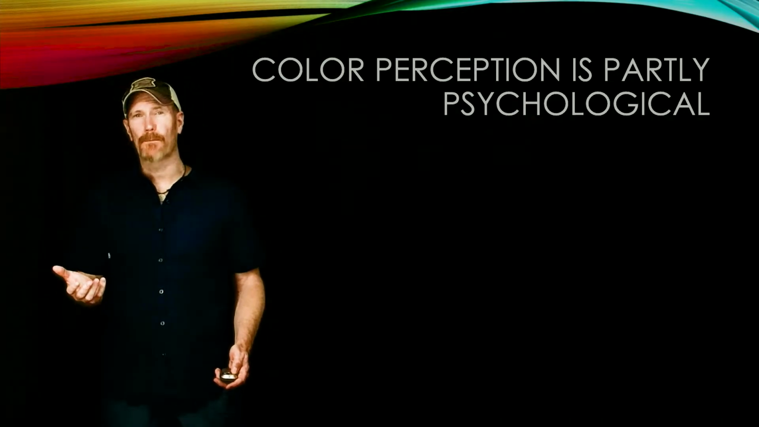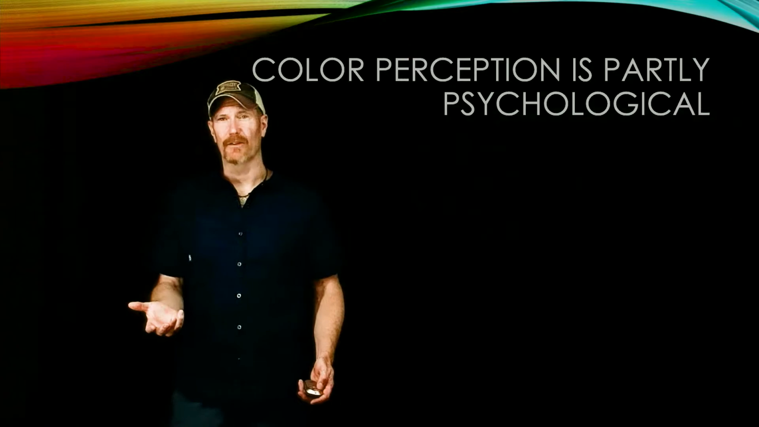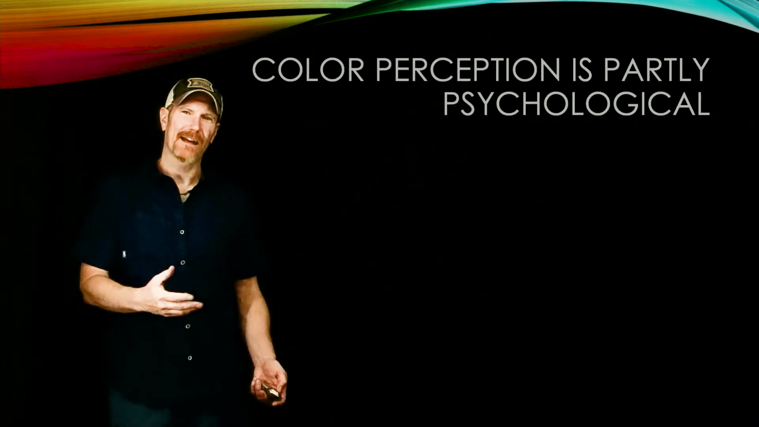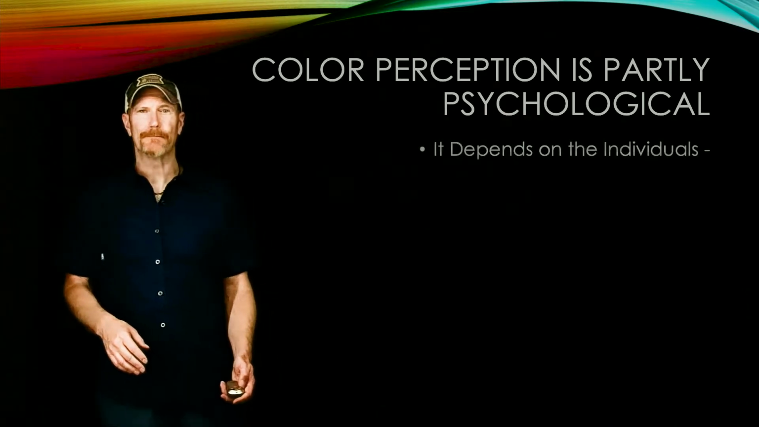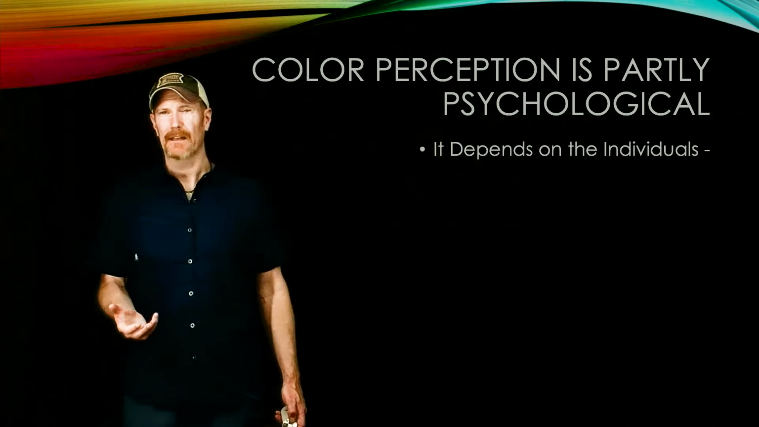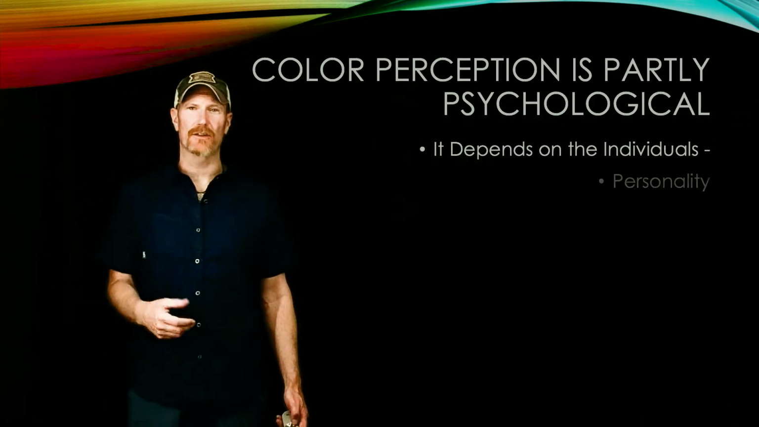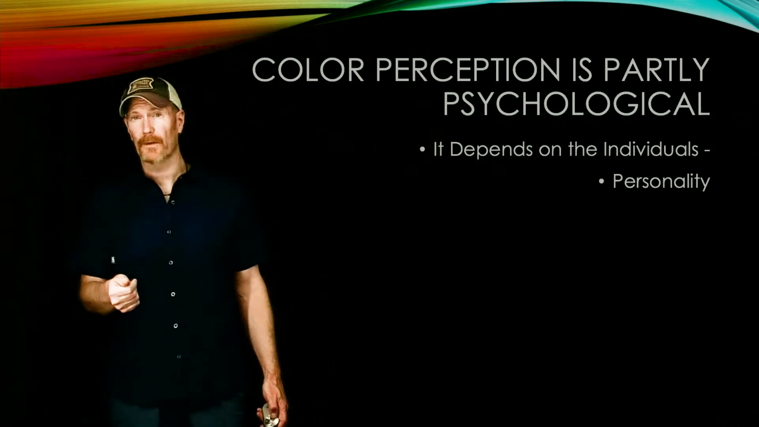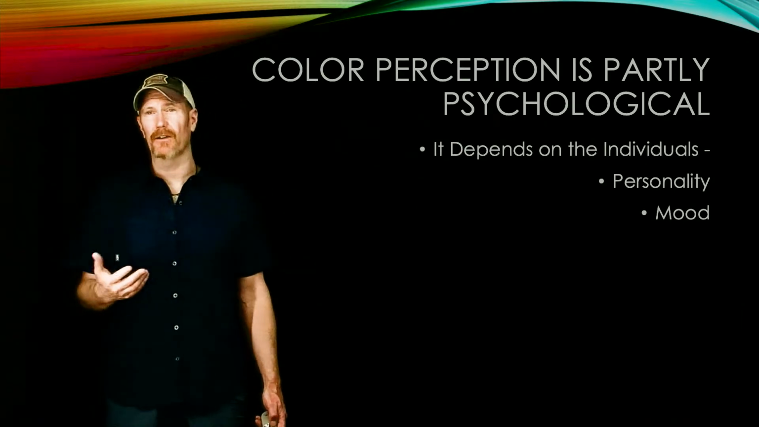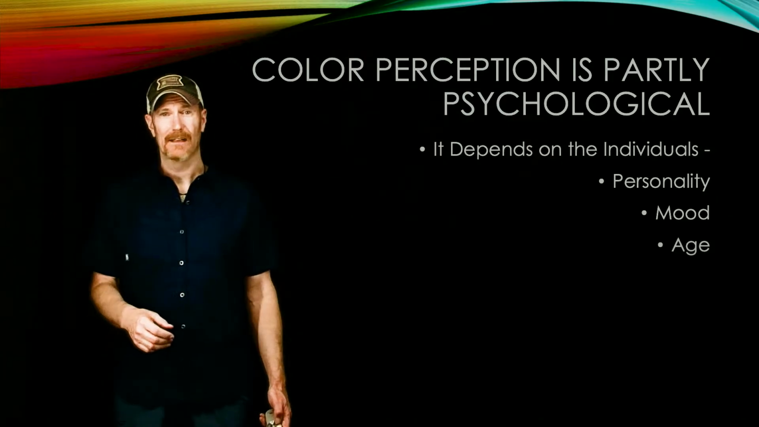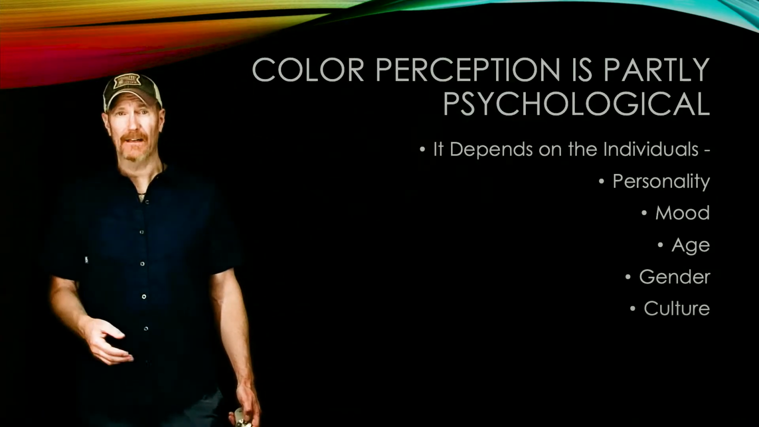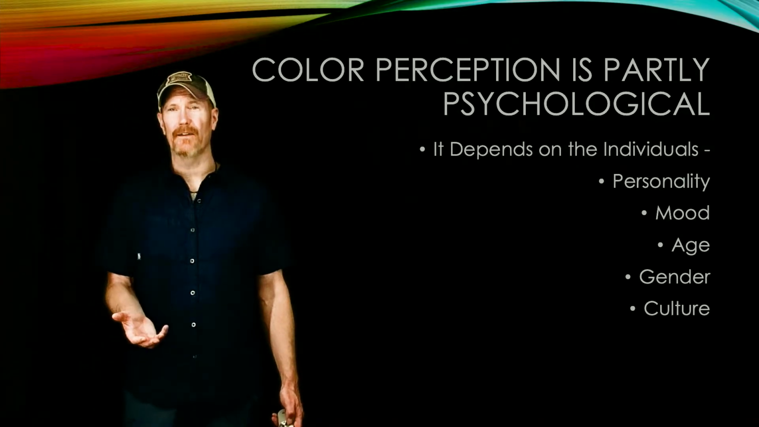Color perception is partly psychological, though. So there's the physical properties of light and how our eyes work, and we'll look at that in a little bit more detail here in a second. But color really depends on the individual. Each person is going to have a different relationship with color. Depends on your personality. It depends on your mood. You can have a different reaction to a color depending on how your day is going. Depends on your age, right? And your gender. And it also depends on the culture that you were raised in.